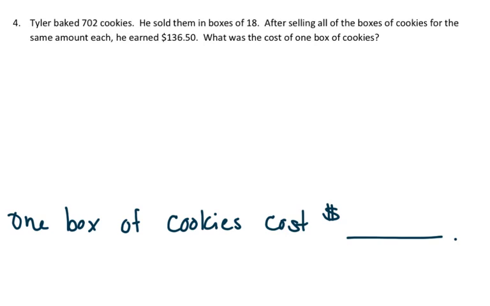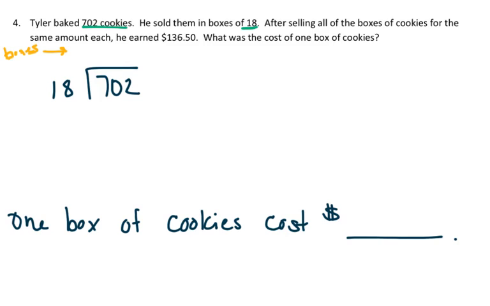Okay, so Tyler baked 702 cookies, so there's a few things I need to know here. He has 702 cookies, and he sold them in boxes of 18. So if I have 702 cookies and I divide by 18, that's going to tell me the amount of boxes. Okay, so remember, I'm looking for the amount of boxes here. So let's do that step first. I'm just going to set it up. I'm not going to solve this yet. 702 divided by 18. So this number up here is going to be how many boxes.